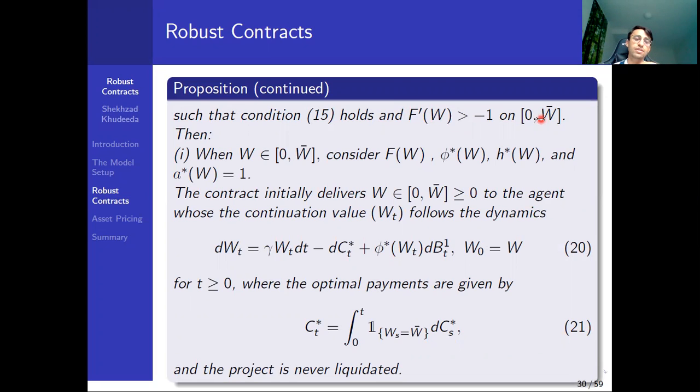Then we have two cases. First, if the continuation value belongs to this compact interval, we consider the value function of the principal, the optimal sensitivity, the worst case density generator, and the effort process A star of W equal to 1 at the optimal level. So the contract at the beginning pays a non-negative value to the agent, whose continuation value follows this dynamic with the initial condition, and the optimal payments are given by this equation. Moreover, the project is never liquidated, which is amazing.